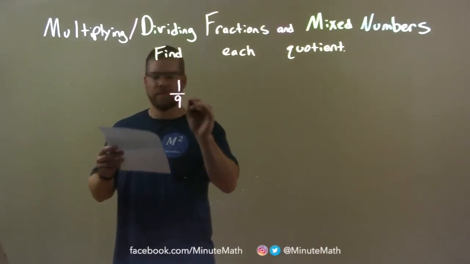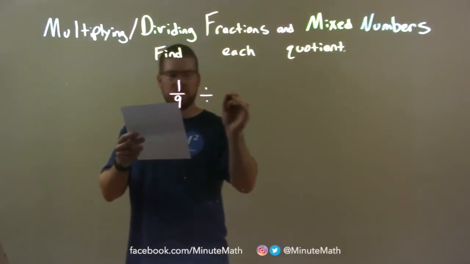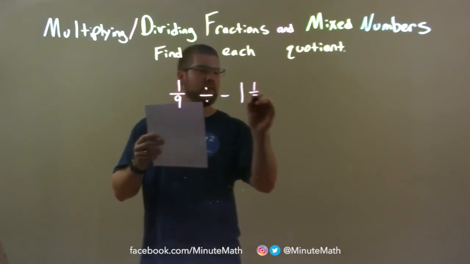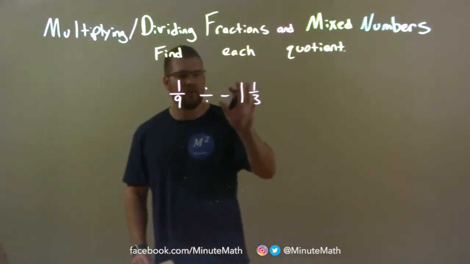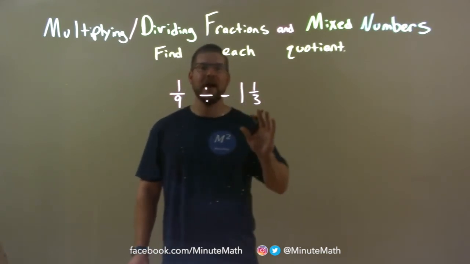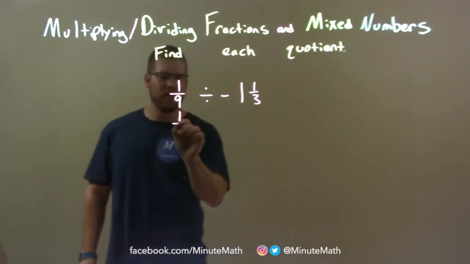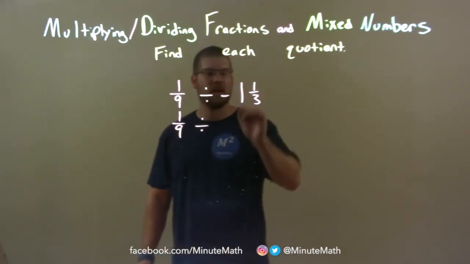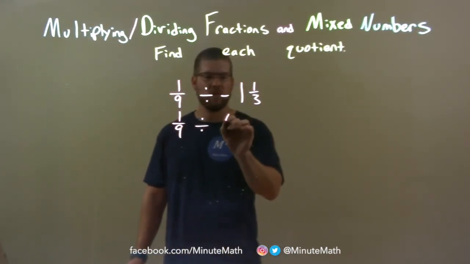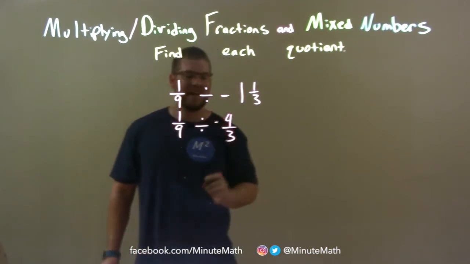1/9 divided by negative 1 1/3. Okay? First thing I like to do here is convert this second number to an improper fraction. So I'll keep the 1/9 here on the left. I'm in division. But an improper fraction, 3 times 1 is 3, plus 1 is 4. So we have 4/3. Don't forget the negative.